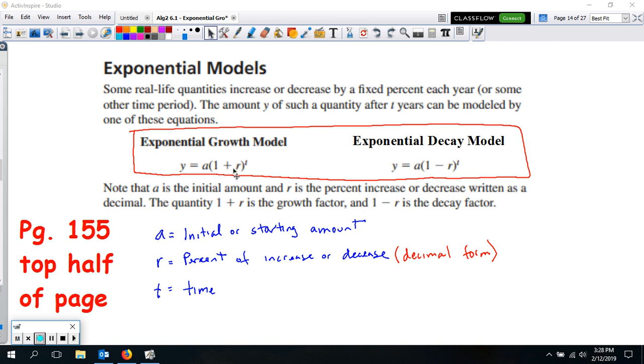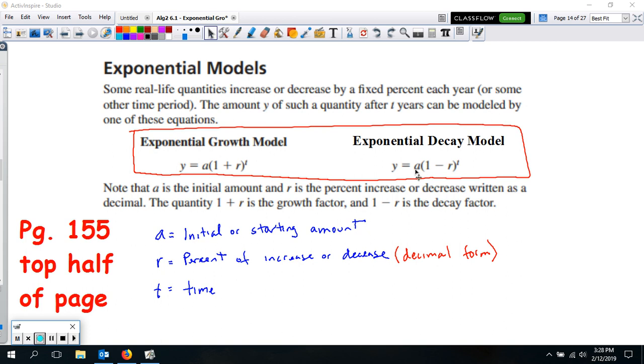And whatever we put in here as a percent, we would make that into a decimal. That's always going to be more than 1 when we say 1 plus some decimal. But here we're going to say 1 minus some decimal, so that's going to actually become less than 1. That's why it's decay. And so A is the initial or starting amount.